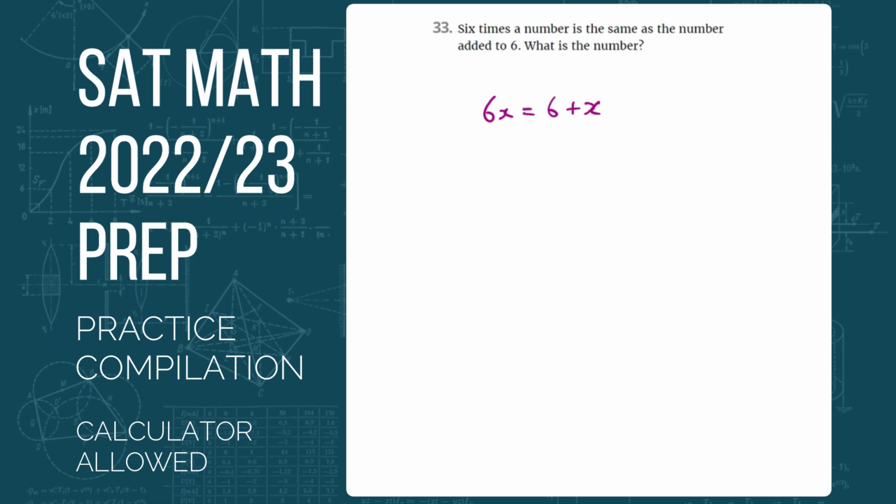This is very simple. So 6x minus x is equal to 6. We get 5x equal to 6. X is equal to 6 over 5, which gives me 1.2. X is equal to 1.2.